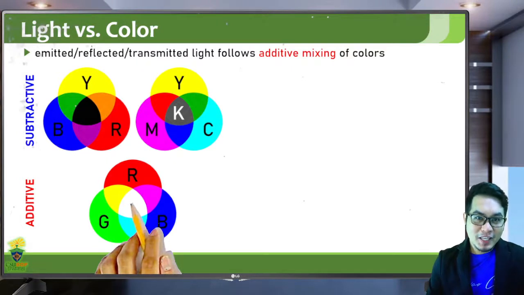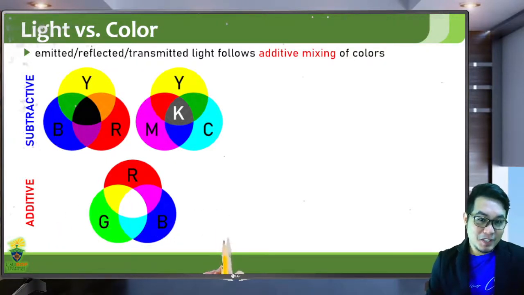The only way that you will get black is if there's no light at all. There's no red, there's no blue, there's no green. That's the only time you will get black. There's no light. So black is the absence of light.